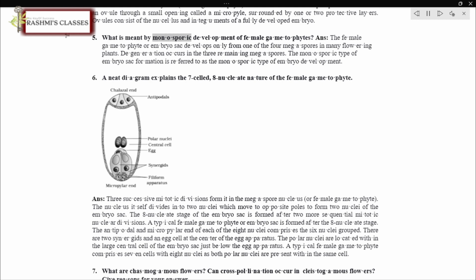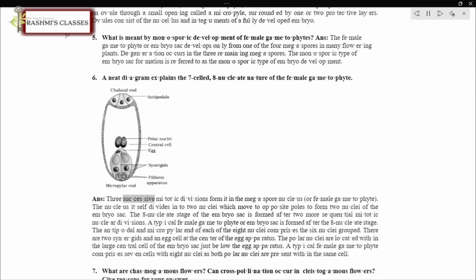What is meant by monosporic development of female gametophytes? ANS. The female gametophyte, or embryo sac, develops only from one of the four megaspores in many flowering plants. Degeneration occurs in the three remaining megaspores. This is referred to as the monosporic type of embryo sac development. With a neat diagram, explain the seven-celled, 8-nucleate nature of the female gametophyte.